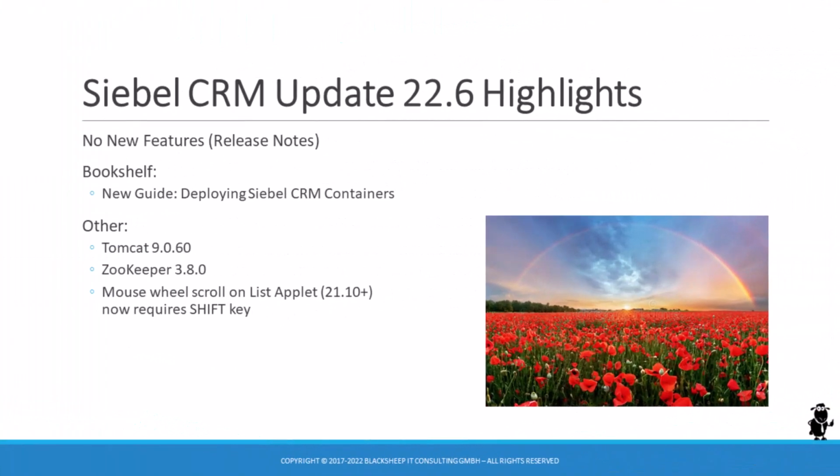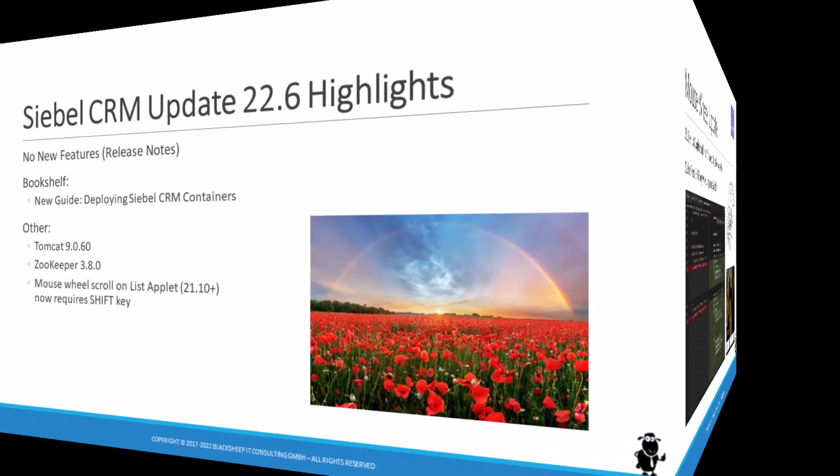With the 22.6 update, new versions of Tomcat 9.0.60 and Zookeeper 3.8.0 are deployed, showing once more that a Siebel CRM update is not just about new features, but also important to stay close to safe and stable auxiliary software releases.